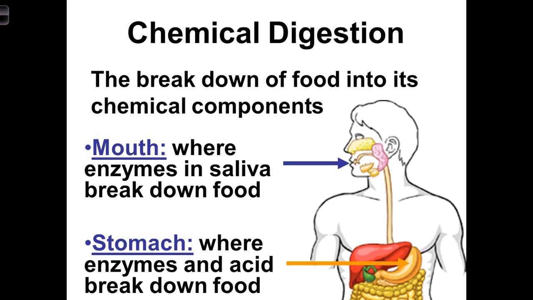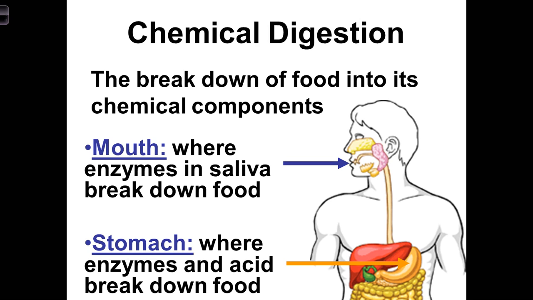So guys, two places we get chemical digestion. Mouth. In the mouth there are some enzymes in our saliva which break down starch into sugar. So there's an enzyme in our saliva called amylase which breaks down starch into sugar. In our stomach we've got a whole lot more enzymes with acid that also help to break down especially things like proteins into amino acids.